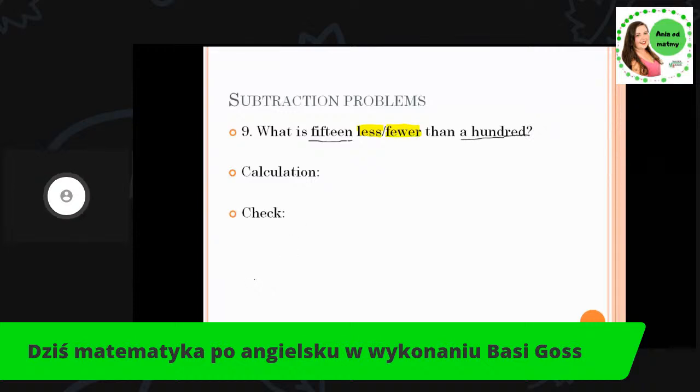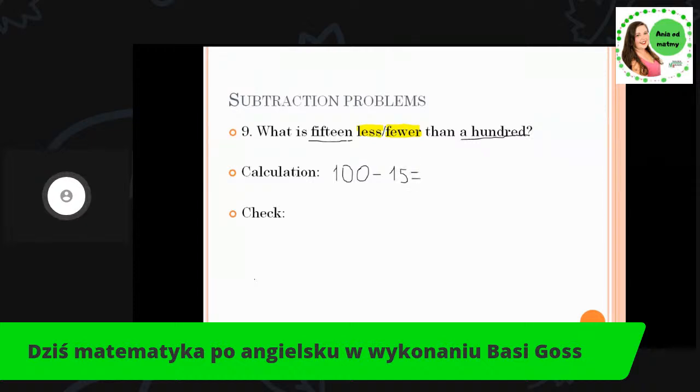So what do we need to do here? What's going to be the calculation and what's going to be the check? Remember, we have less or fewer, so that means we need to use minus, not plus. So the calculation is 100, because it's a bigger number, minus 15. This is our second number.